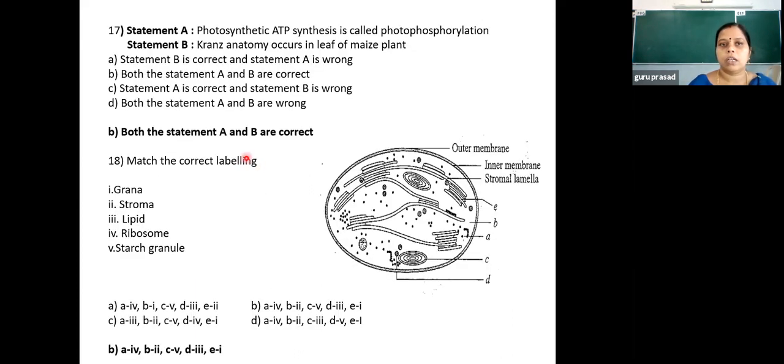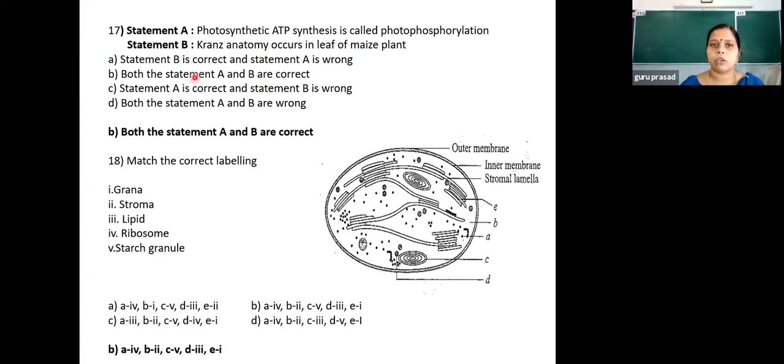Next. Question number 17, statement A. Here they have given two statements. See, let's see statement A first. Photosynthetic ATP synthesis is called photophosphorylation. Of course, that is right. Photosynthetic ATP synthesis is called what? Photophosphorylation. Correct statement. Let's see statement B. Kranz anatomy occurs in the leaf of maize plant. Of course, maize and sorghum, especially those growing in dry tropical regions, exhibit this Kranz anatomy. So this is also a correct statement.